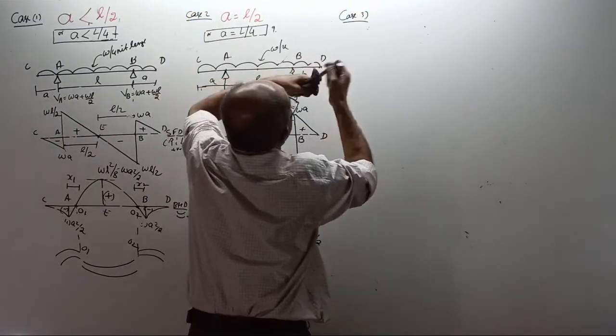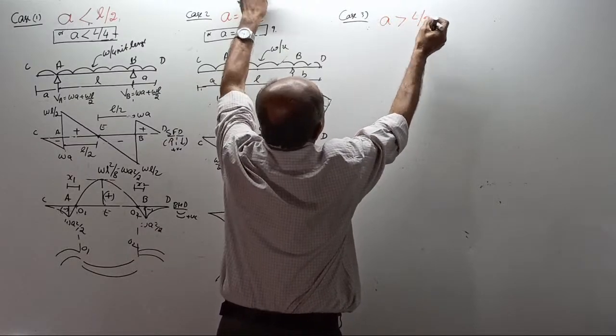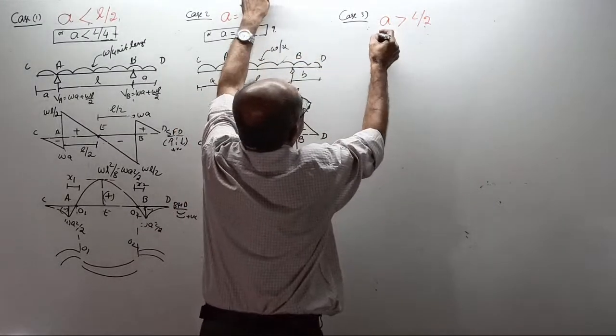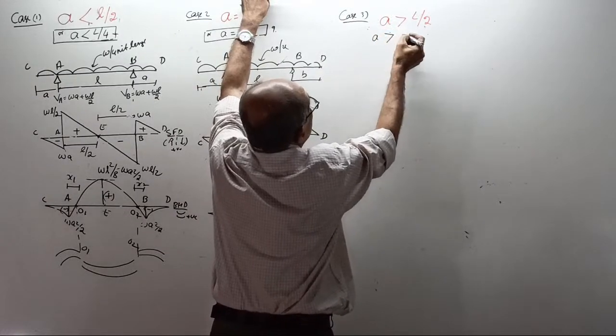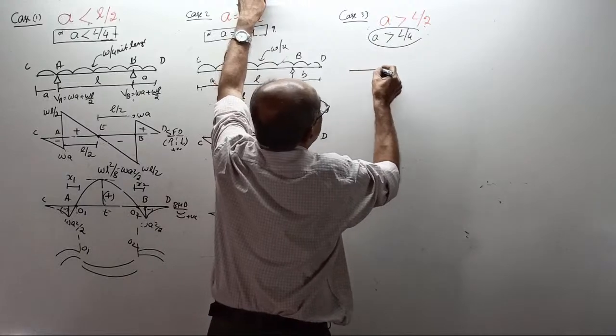Case 3, that is your A is more than L by 2, or you can tell overhang is more than total span by 4. Your choice.